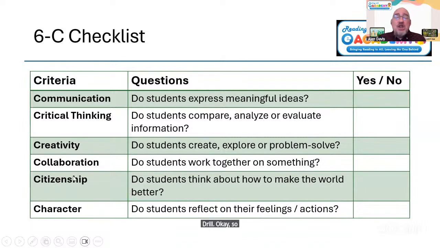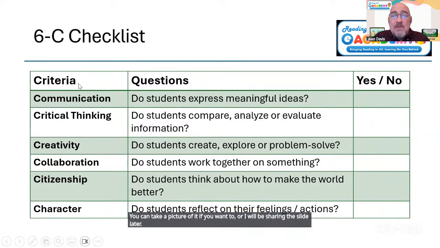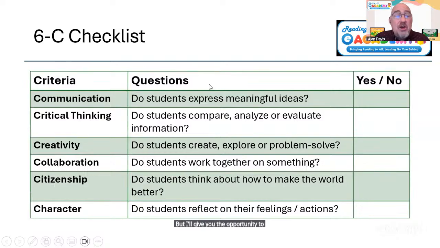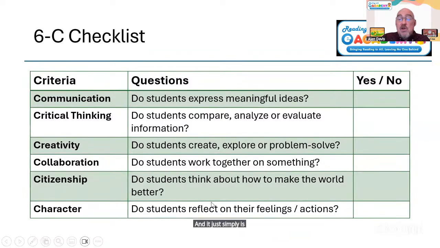Okay, so I made a little checklist that you can actually use. You can take a picture of it if you want to, or I will be sharing the slide later. But I'll give you the opportunity to take a picture if you are so keen. You can use this when you're planning a lesson. And it just simply is asking a few questions.